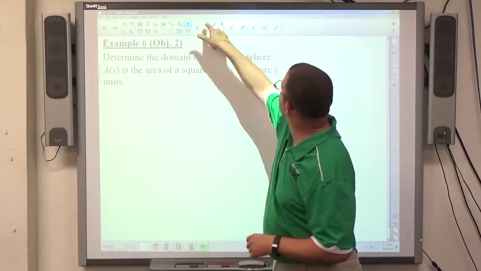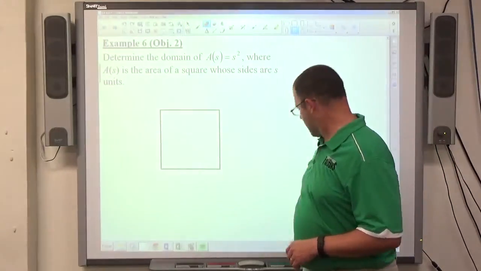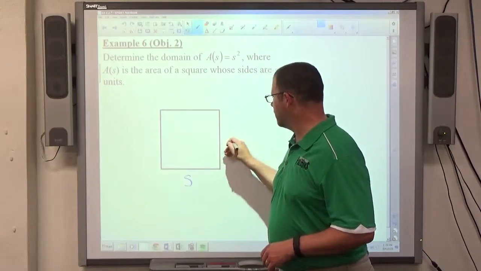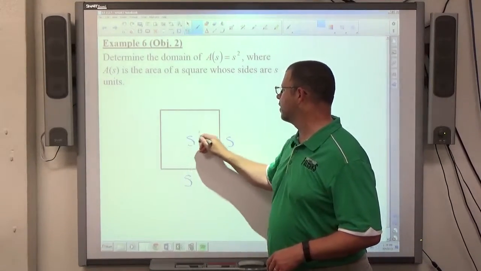So if I have some square, here's my square, and I know the length of a side, this has to be the same side, side times side equals side squared. There's my area formula, right?